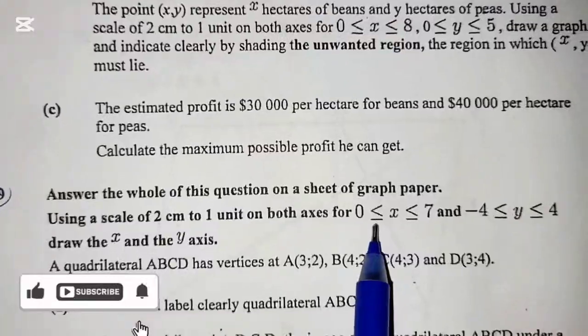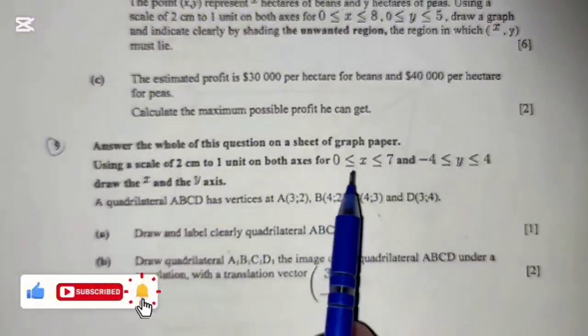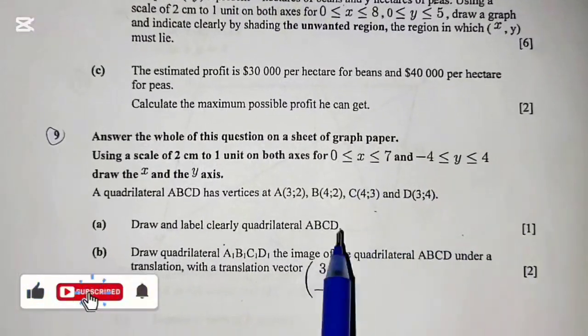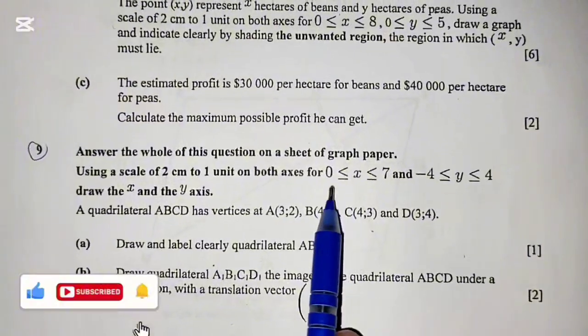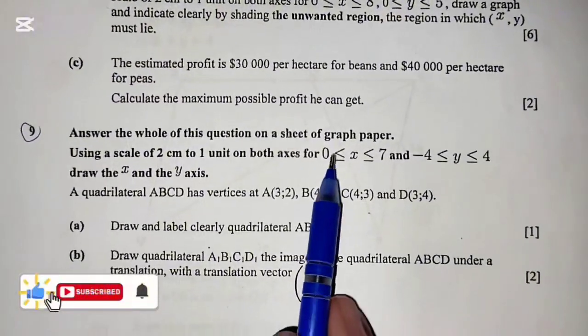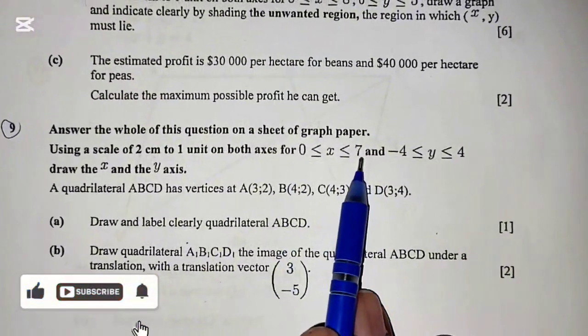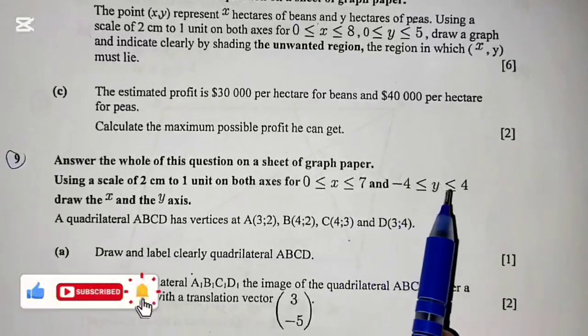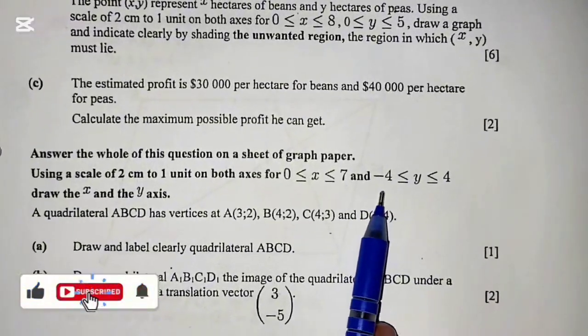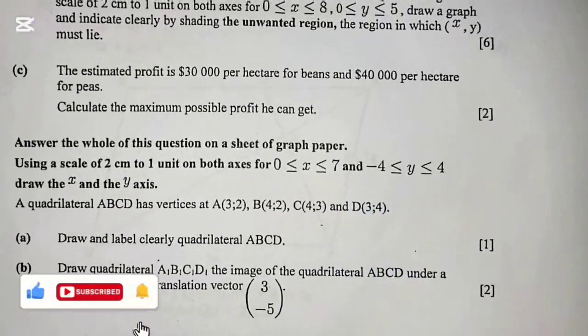Okay. So using a scale, look at this one. Some would say, oh, there was an inequality on transformation. No, that's not an inequality. It's a range of values from 0 to 7 on the x-axis. Then on the y-axis it is minus 4 to positive 4.